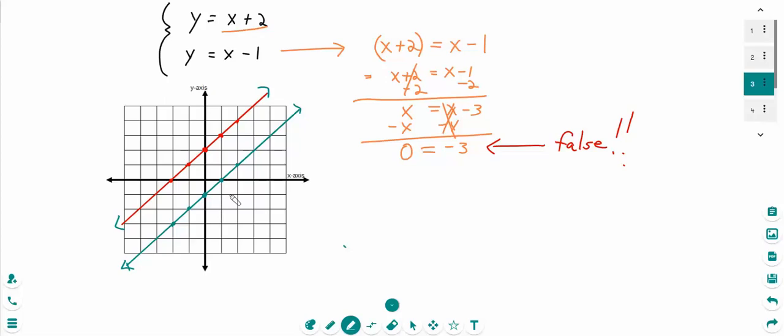All right? So there is no solution to this. This system of equations has no solution. No solution.